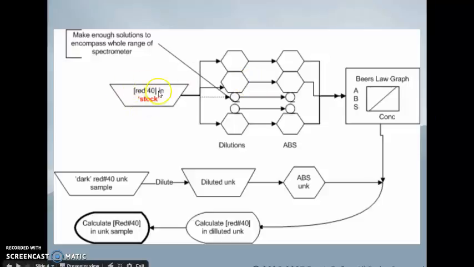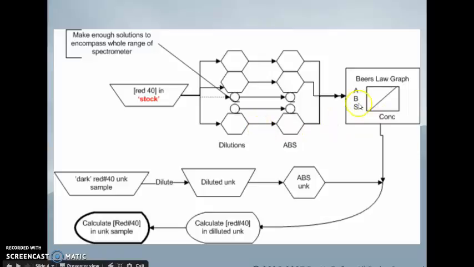So we'll have our red 40, our stock solution, and what we're going to do is we're going to make a series of dilutions. We're going to make several different dilutions, and we're going to know exactly how much stock solution we put in, diluted to, again, probably 10 milliliters. And with each of those solutions, we are going to measure the absorbance of each one of those dilutions.